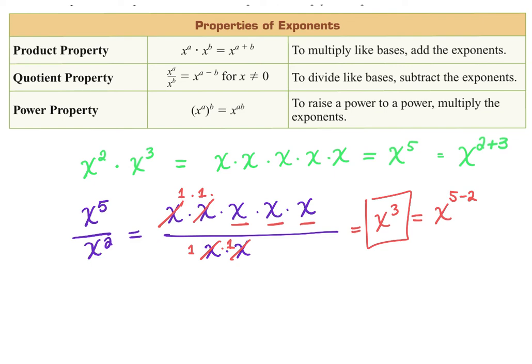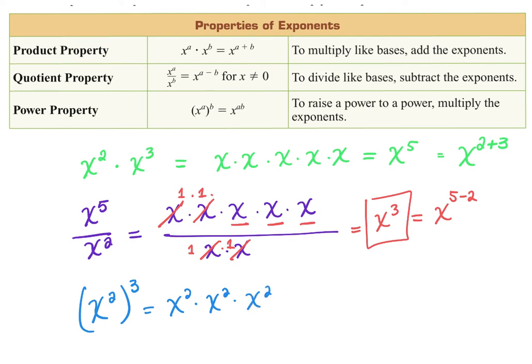One more property, then we're going to actually do an example of these. Power property. My power property says that if I take a power and I raise it to another power, all I have to do is multiply those. Why does this work? Let's look at the same thing. We're going to say x squared, and we're going to take that to the 3rd power. What does that mean? That means everything inside of it, I'm going to do 3 times. So I'm going to say x squared times x squared times x squared.